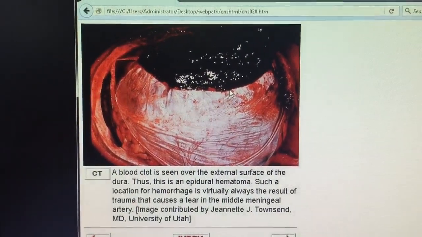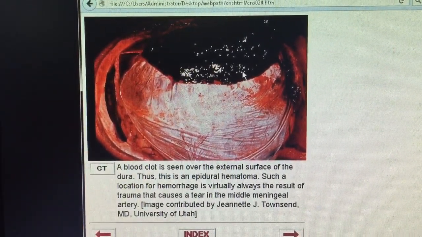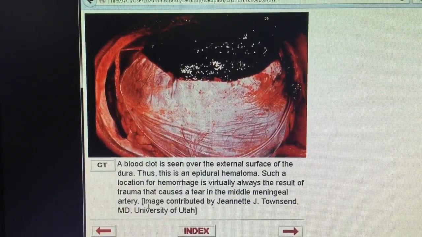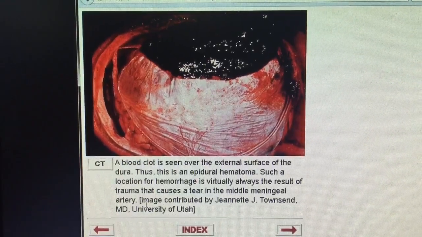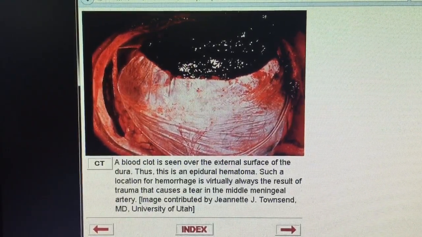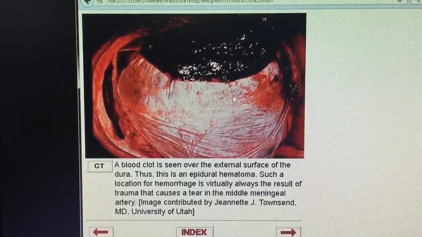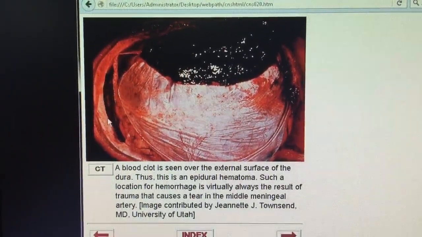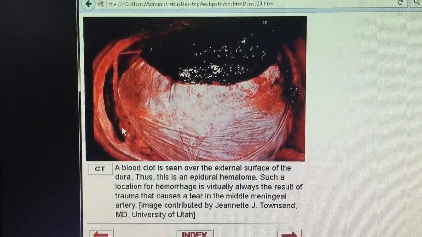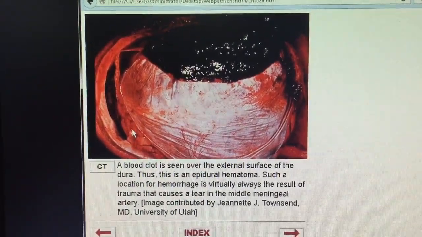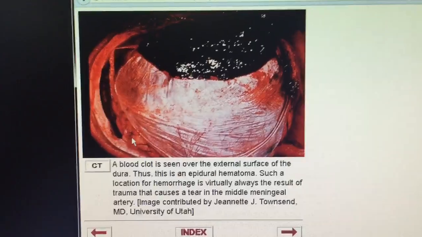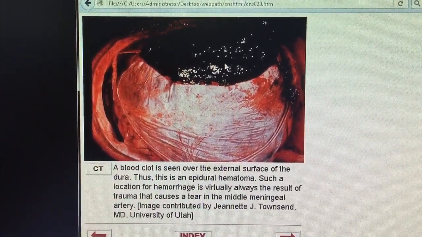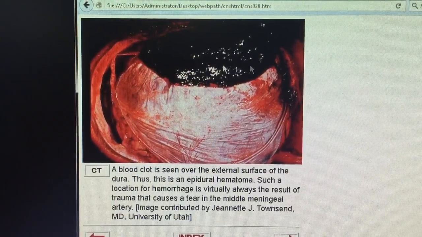This is above the dura, and usually it's caused by injury of the middle meningeal artery, usually due to severe trauma, leading to rupture of the middle meningeal artery and epidural hematoma. How do you know this is epidural hematoma? Here you can see the bone, and here we have the brain parenchyma, and above it we have the dura. The hemorrhage is above the dura, so it is epidural hematoma.